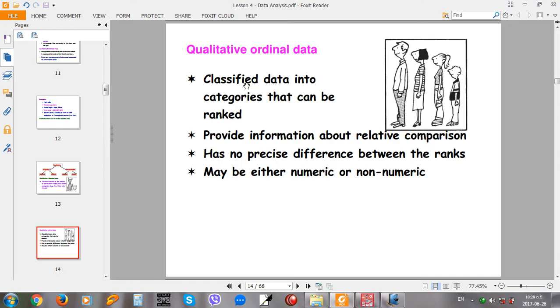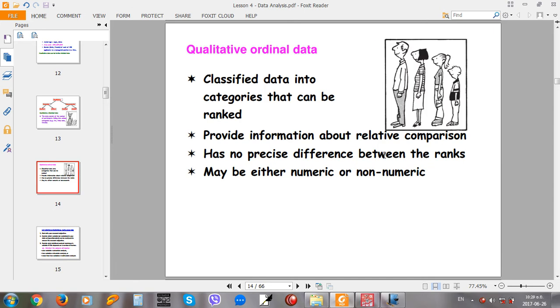Qualitative ordinal data is classified into categories that can be ranked. So if we take this order, this can be ranked. They provide information about relative comparison, with no precise difference between the ranks, and may be either numeric or non-numeric. Qualitative ordinal data can be numeric or non-numeric.